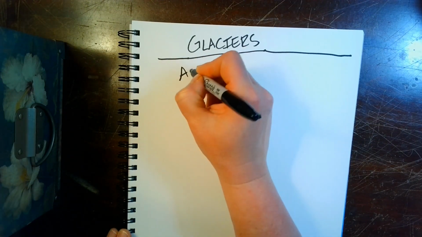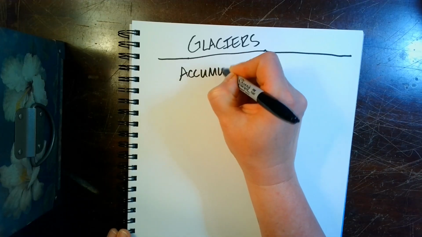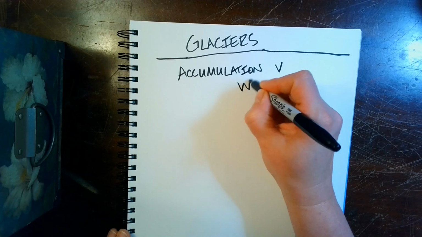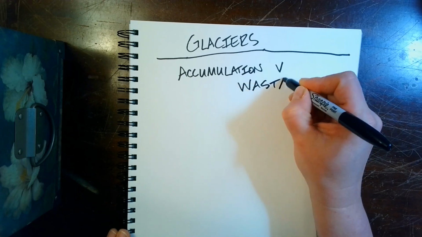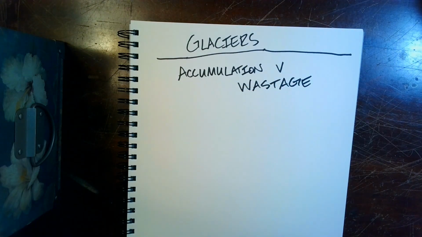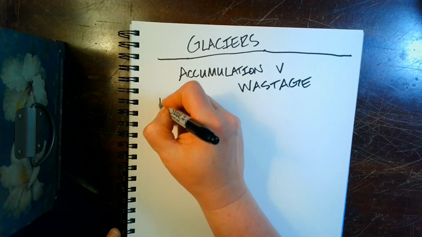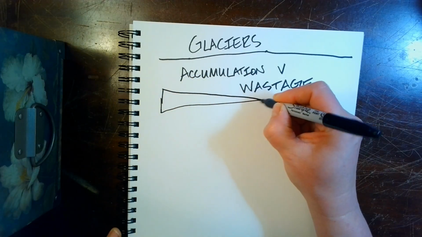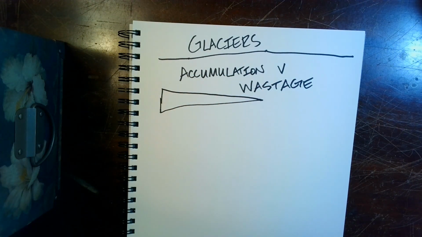Glaciers are controlled by a balance between accumulation and wastage. When snow accumulation exceeds melting at the end of the glacier, the glacier advances. When melting exceeds accumulation, the glacier retreats. Snow accumulates at the top of the mountain and pushes down towards the glacier, and that just happens through regular snowfall and precipitation at the top of the glacier.